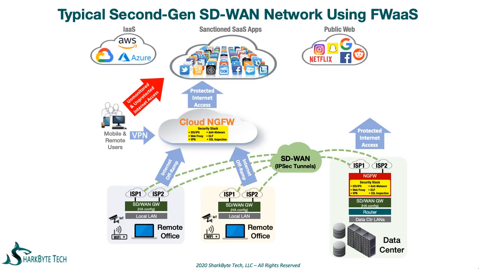Firewall as a service providers entered the market to secure internet access at branch offices by establishing a VPN tunnel to the cloud firewall providers' POPs. So you configure your SD-WAN gateway to have an IPsec tunnel to the cloud firewall.